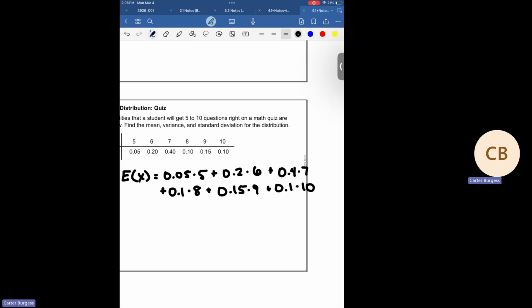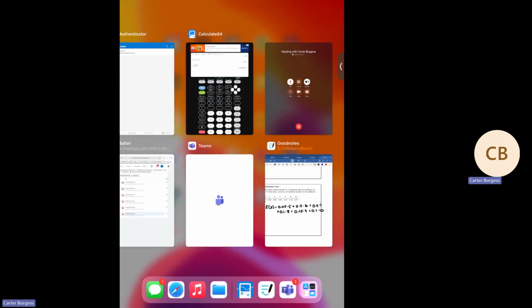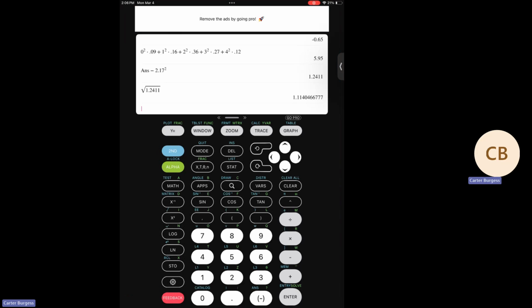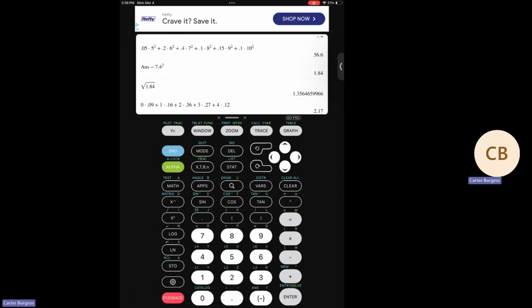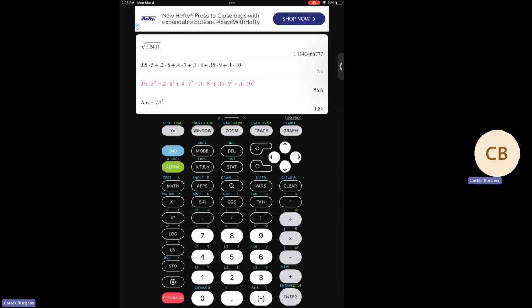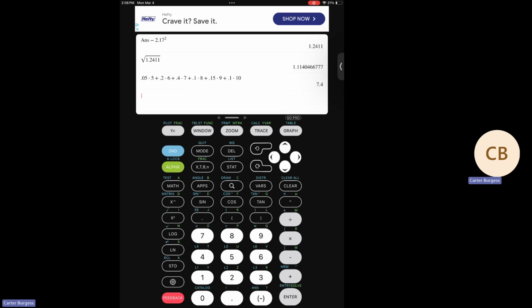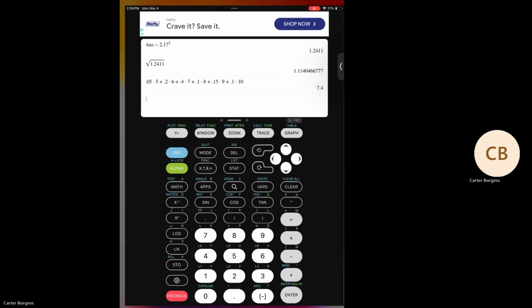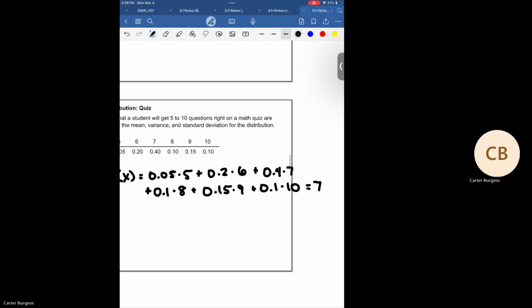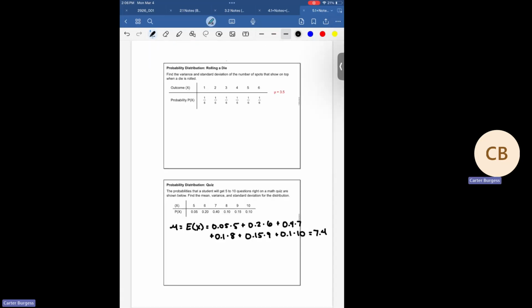Okay, so what is our expected value? Taking this, plugging it into our calculator, which I've already done right here, gives us an expected value of 7.4. So the average here, 7.4 correct answers.